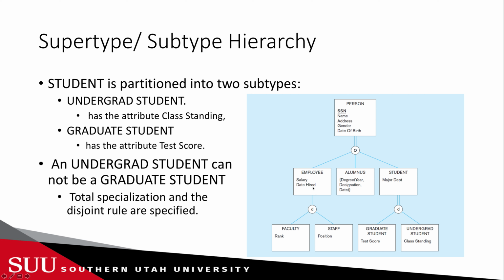The single line here tells me that I can have an employee that is just an employee. It doesn't have to be necessarily a faculty or staff, but I cannot have an employee that has more than one position or that belongs to more than one type. In this case, it tells me I cannot have somebody who's just a student. That somebody has to be either a graduate student or an undergraduate student and cannot belong to more than one subtype or more than one type at the same time.